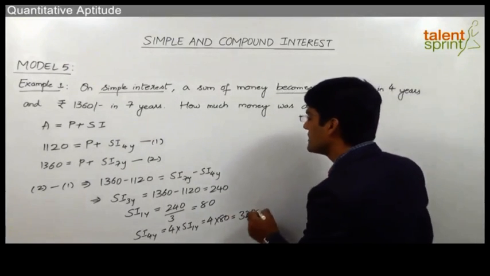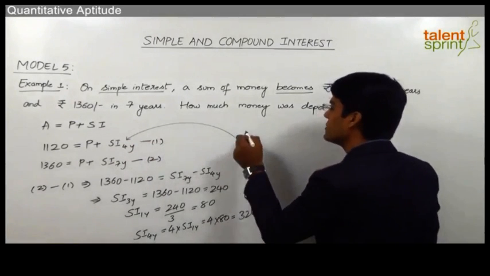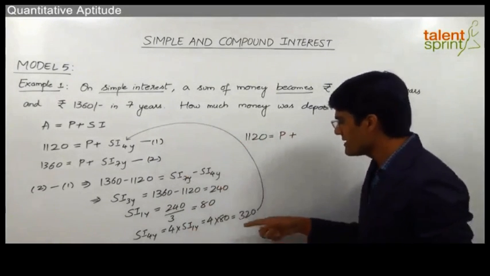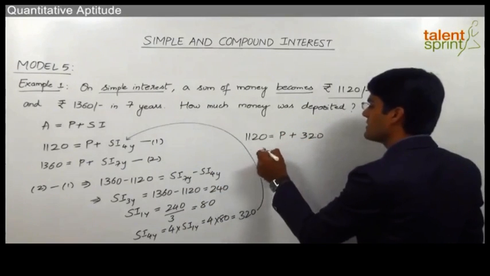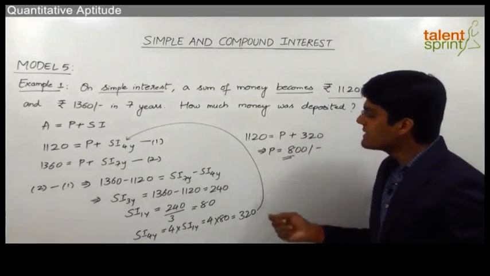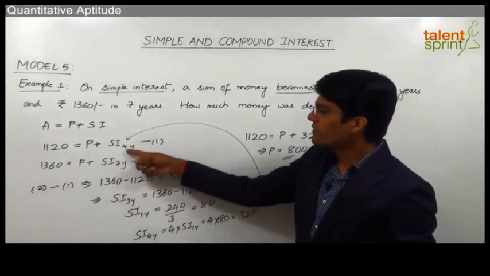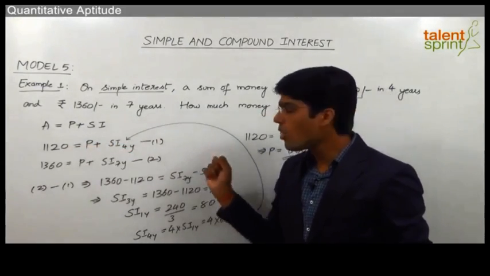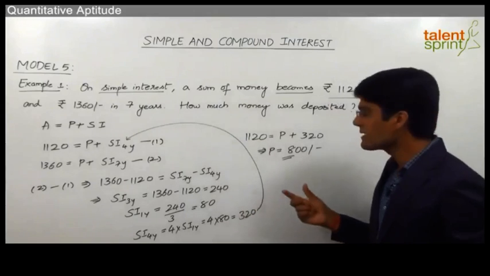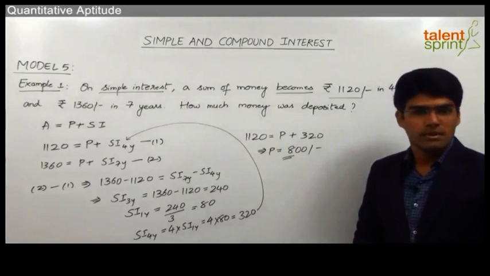So now if we substitute this 320 in the first equation, we get the required principal amount. So we can say that 1120 should be equal to principal amount plus the simple interest of 4 years, which is 320. So from this, the principal is equal to 1120 minus 320, that is equal to 800 rupees. Or otherwise, we can find out the simple interest for 7 years and use it in the second equation to find out the principal. In both the cases, answer would be rupees 800. So this is how, in a step-by-step procedure, we can find out the principal.